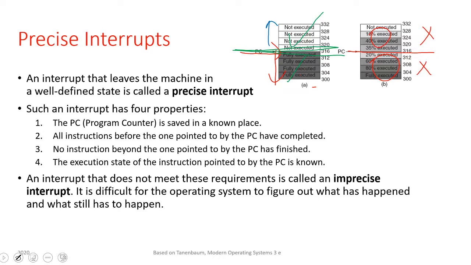And when interrupts do not meet these requirements or follow these criteria, then we would call them imprecise interrupts. The main reason is that when they stop somewhere in the middle like this, we would not have much information about what is happening before and after those interrupts, and it may not be ideal to switch back to that process.